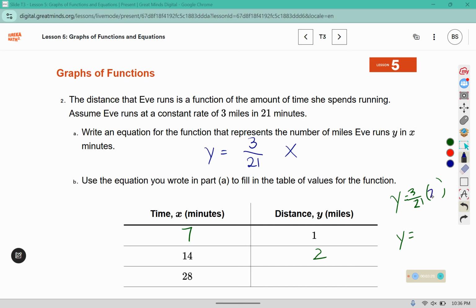If we plugged in 28, 28 times 3 is 84. And 84 over 21 is 4.